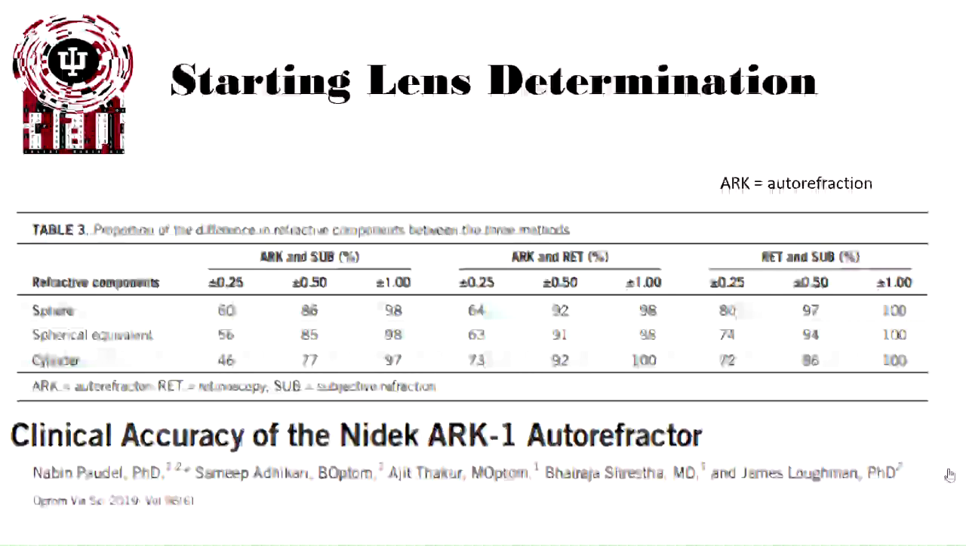Having said that, though, AutoRefractions can be quite accurate. Here's an example comparing an autorefractor to subjective refraction, and an autorefractor to retinoscopy. If you see here, the sphere power is only accurate about 60% of the time when comparing AutoRefraction to subjective refraction or to retinoscopy. So the sphere power, while somewhat accurate, is not as accurate as retinoscopy is to subjective refraction, which is about 80% of the time, compared to 64% using AutoRefraction.